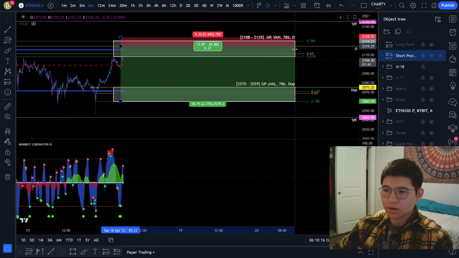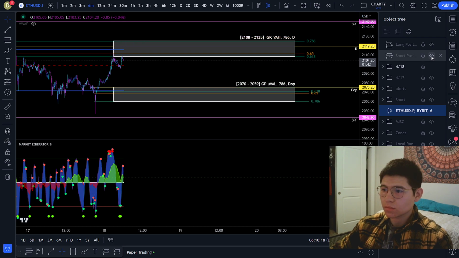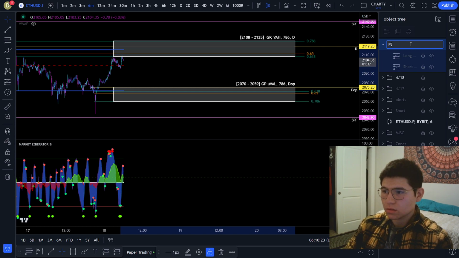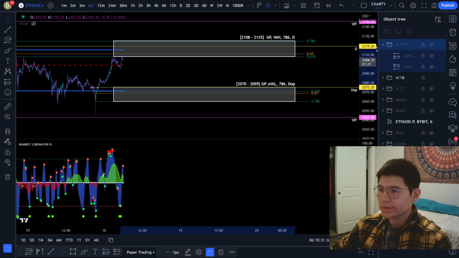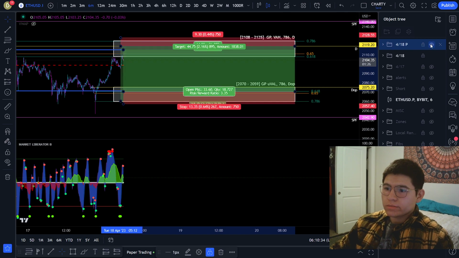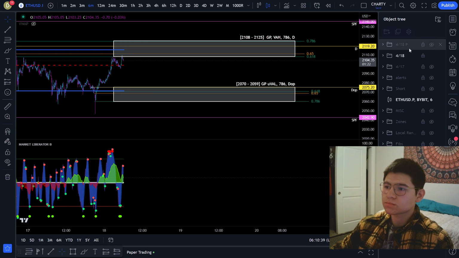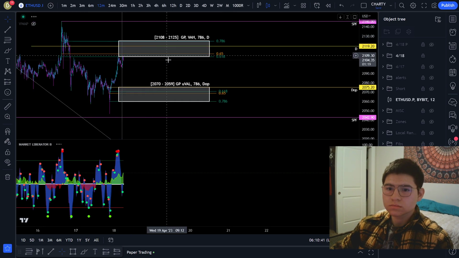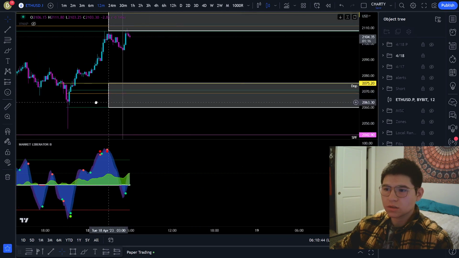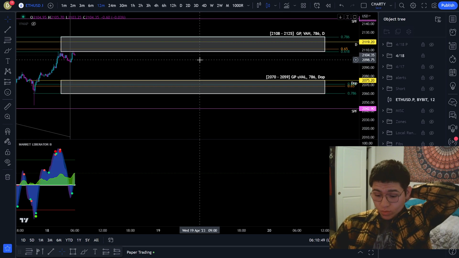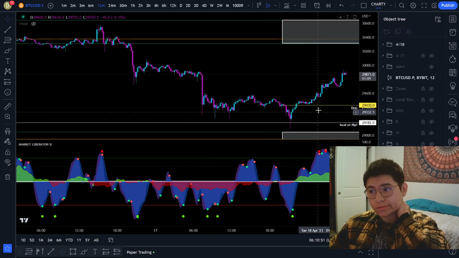I'll go a little bit fast because I have work here in a little bit. Boom. So these are my two trade plans. So it should just be 418 plans. There you go. Two minutes, I think. Yeah, so I think that's it. Those are the levels that we'll be looking at today, as well as the trade plan for Bitcoin.